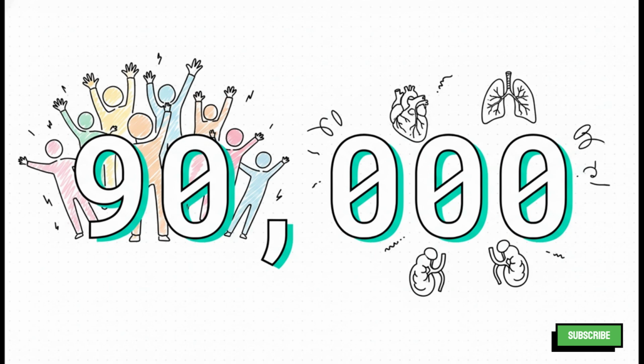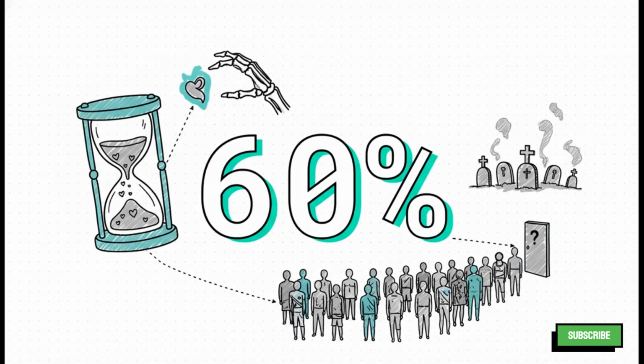Okay, let's start with just one number, 90,000. Right now, as we speak, that's how many Americans are on a waiting list for an organ transplant. And behind every single one of those numbers is a real person, a father, a daughter, a friend, just hoping for a second chance. And here's the really tough part of that story. The wait is often just agonizingly long. So long, in fact, that up to 60% of those people might die before an organ ever becomes available. It's a huge loss of life, and it's the core problem we're trying to figure out today.